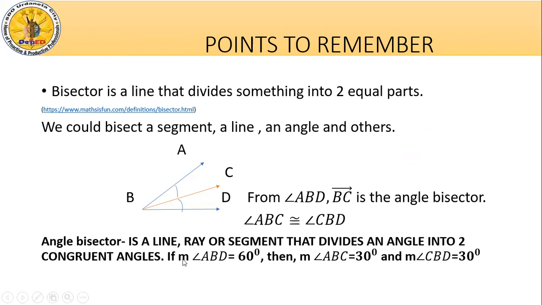So if the measure of angle ABD is equal to 60 degrees, then the measure of angle ABC is equal to 30 degrees and the measure of angle CBD is equal to 30 degrees. Remember, it divides an angle into two congruent angles.